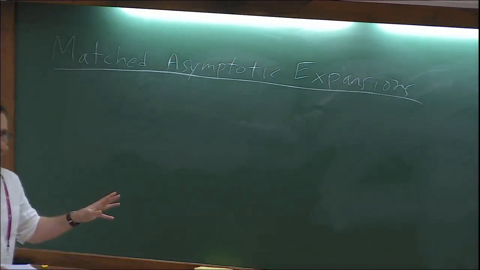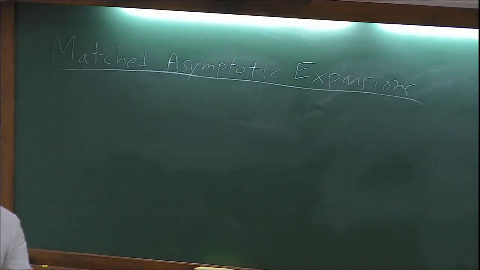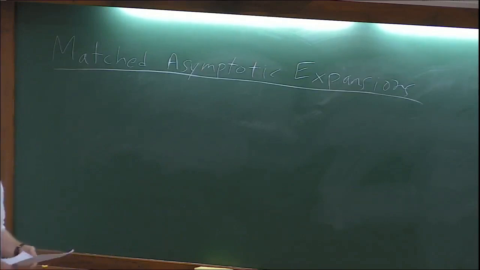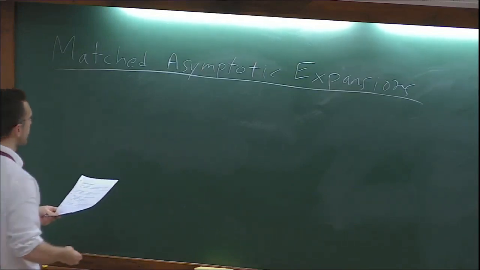So far, we've been assuming that at linear order, we can treat the small object as a point particle. Now we're going to forget about that picture and move away from that picture. And here's why.